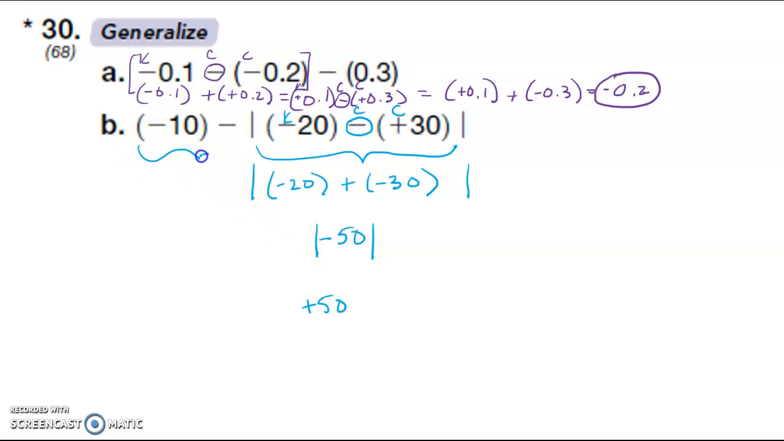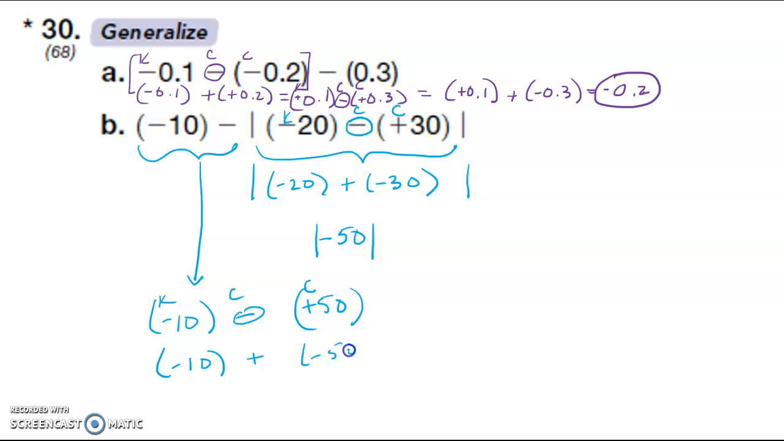Then I'm going to bring the rest of this down so we can handle that. So I have negative 10 minus a positive 50. This is a subtraction problem, so we're going to keep, change, change. Plus negative 50. They're the same sign, so I add and keep the sign.